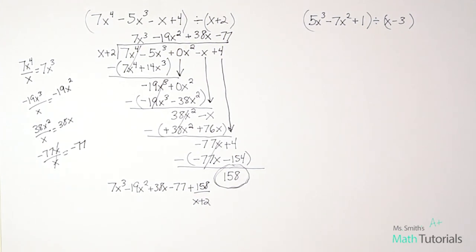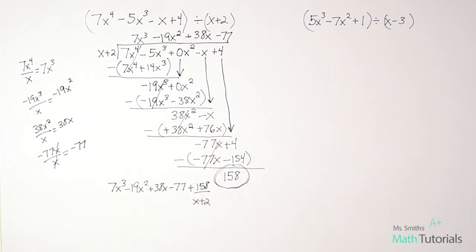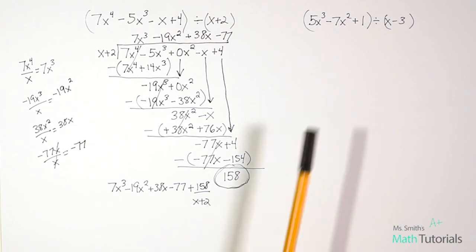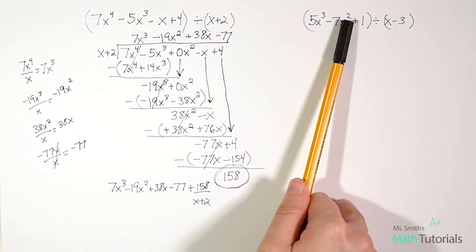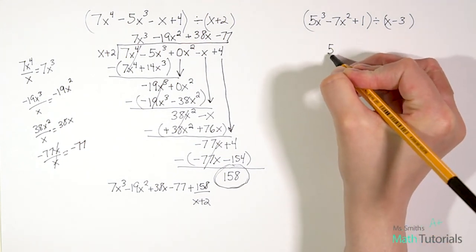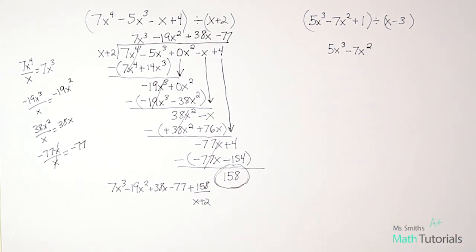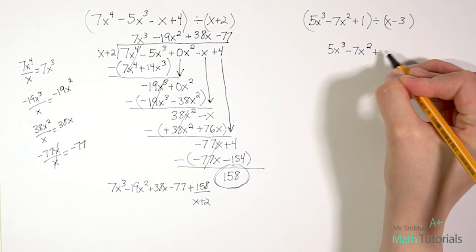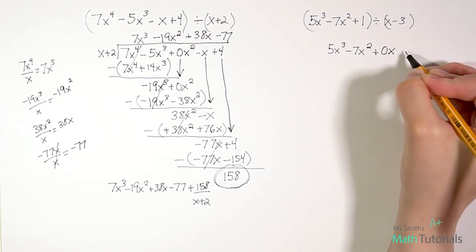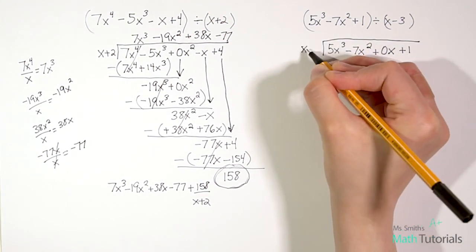We're going to do one final one together. So this one is not quite as long as this one, but again, notice we have a missing exponent. So we've got an x cubed, an x squared, and then we just go to our constant. So we're missing just our x to the first, just our plain x. We have to include it in our long division setup. So we've got our 5x cubed minus 7x squared, and then we need to include a plus 0x. Then we can continue with our plus 1. And then we are going to divide it all by x minus 3.